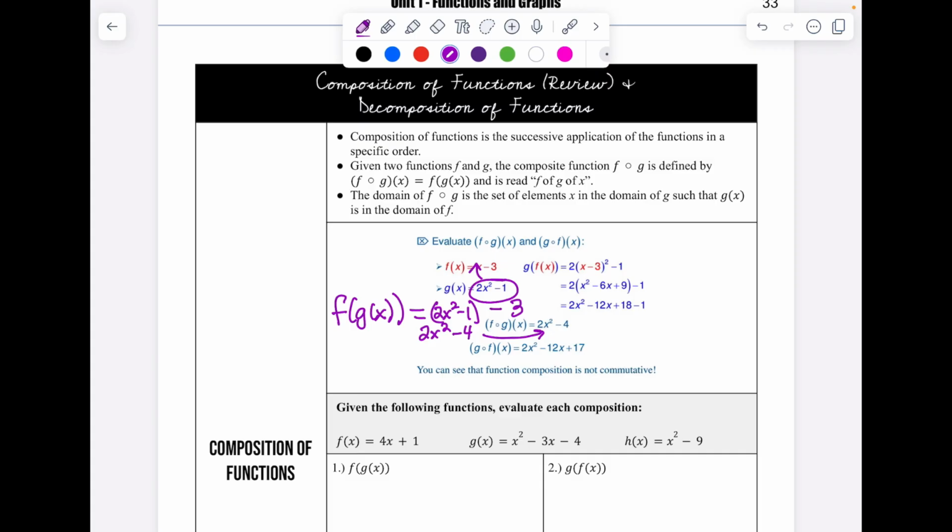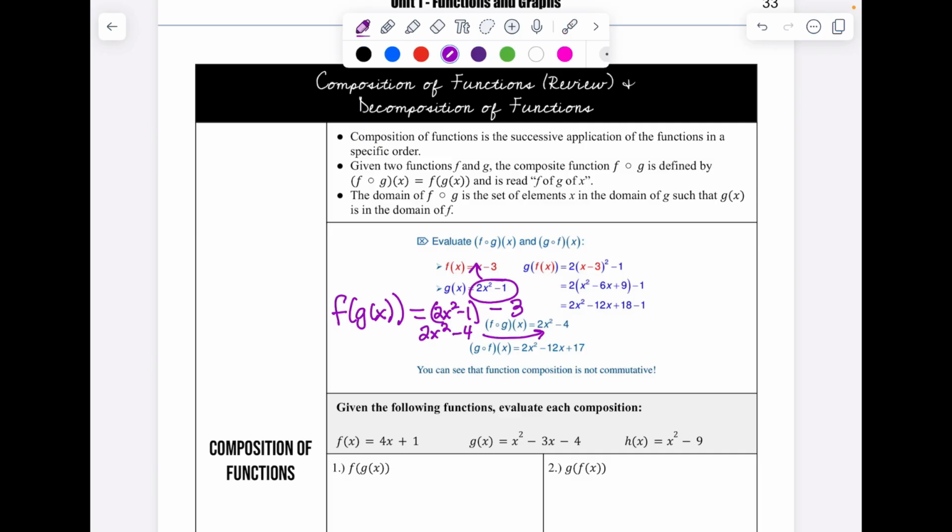Now if we want to compose the opposite direction, so if we want g of f of x, we're going to take that f of x function, x minus 3, and insert it in place of the x in g of x. So they show that here. We took x minus 3, put it in place of the x, so it's now to the second power because x was being squared. So we have to take care of that first.